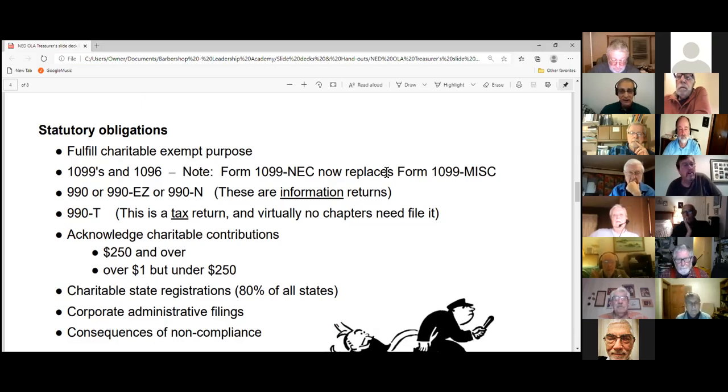Have you ever heard of a 1099 MISC, miscellaneous? Yes, that's what... Yeah. Okay, forget 1099 miscellaneous. Now it's a 1099 NEC. Effective this year for the first time, non-employee compensation is reported not on the 1099 miscellaneous, but on the 1099 NEC.